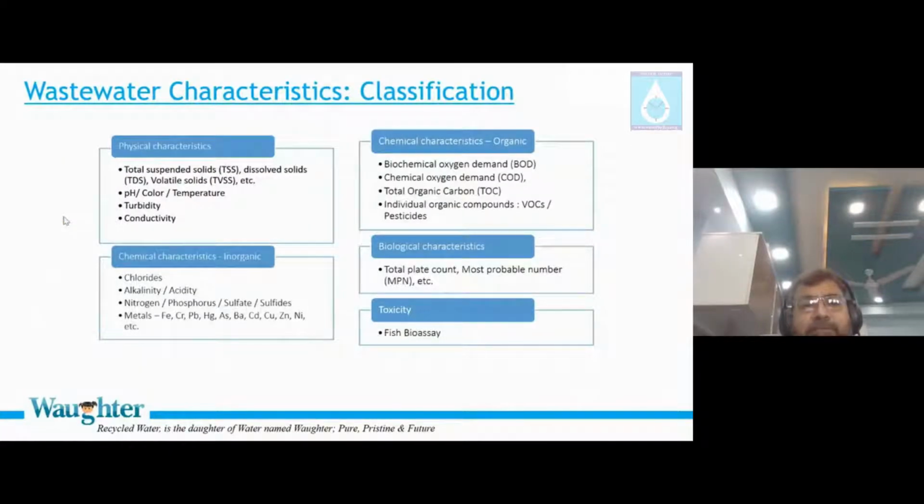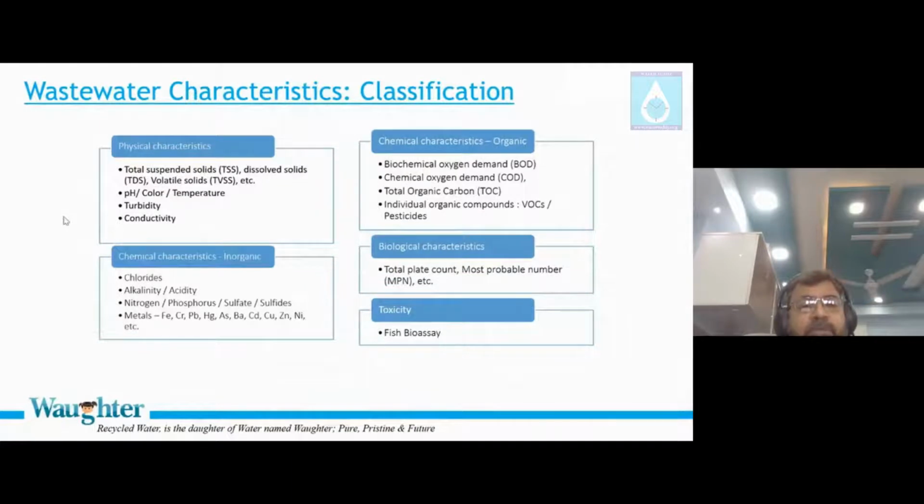How do we address them? So we address them by understanding our sewage in some major classifications. So let's understand first one called physical characteristics. What is physical characteristics? Something which is measured by physical methods. For example, total suspended solids, total dissolved solids, volatile solids, pH, color, temperature, turbidity, conductivity.